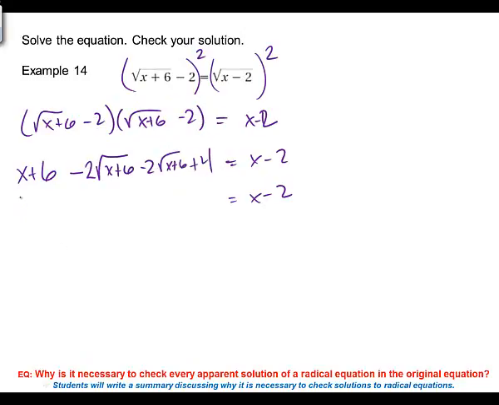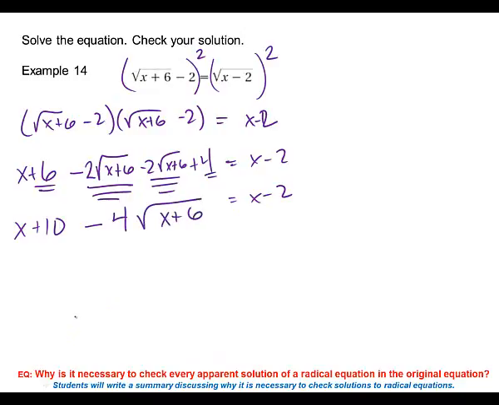4. Okay, now we're combining like terms, so I've got this x. What's 6 plus 4? 10. And then we've got negative 2, and negative 2 is what? Negative 4 square root of x plus 6. Still equaling x minus 2.